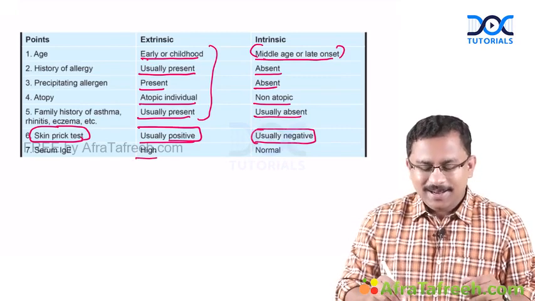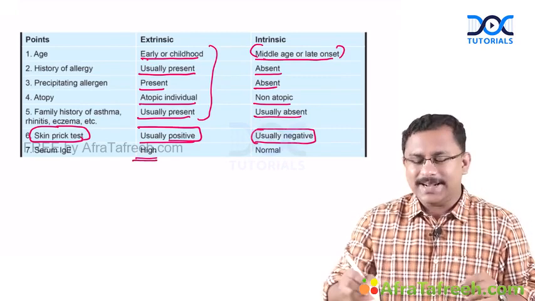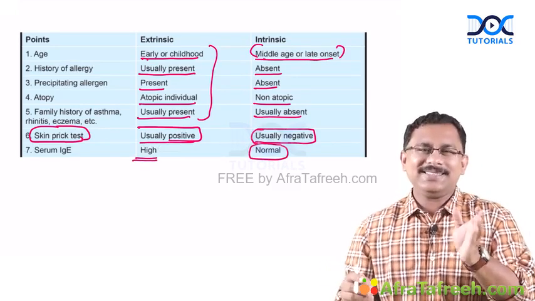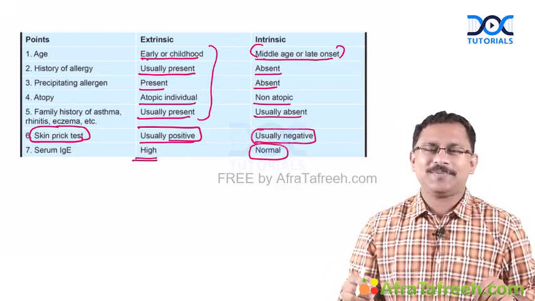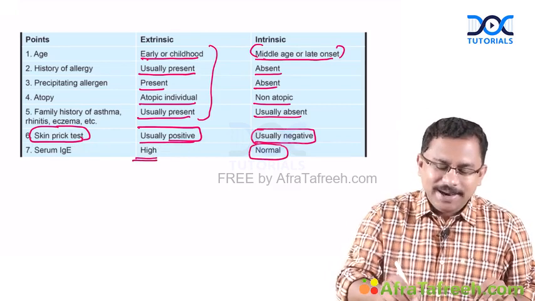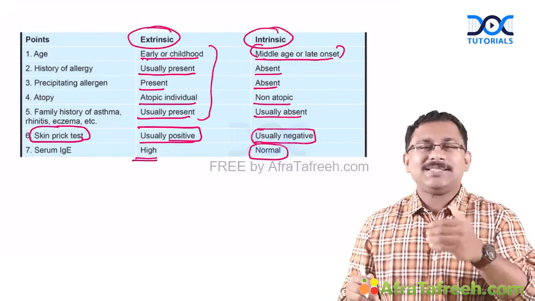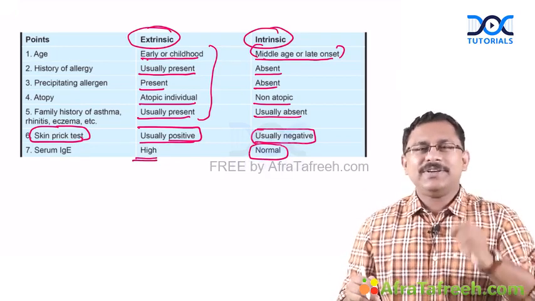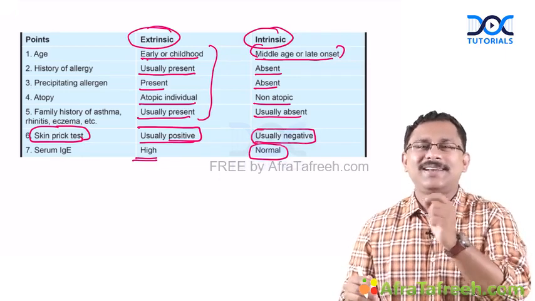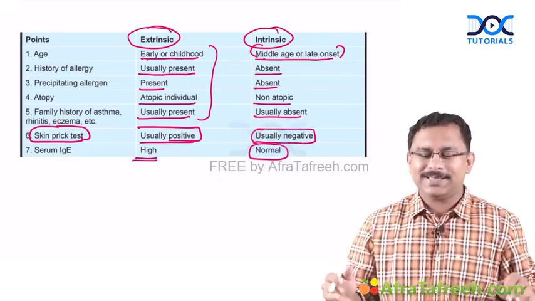But here the IgE levels are elevated in extrinsic asthma, but in intrinsic asthma they are usually normal. So this is just a comparison between extrinsic asthma and intrinsic asthma, because sometimes they may ask a question, which of the following is not a feature of intrinsic asthma? They might ask a question like that.